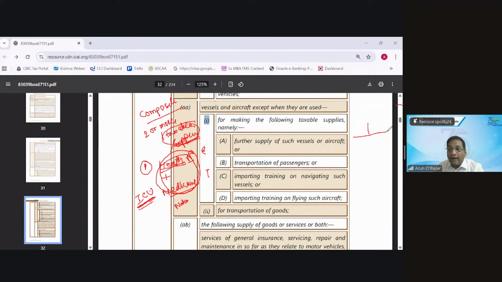The answer is, ideally, supplies are divided into two parts. The words are taxable supplies and non-taxable supplies. Any supply which is leviable to tax is a taxable supply, whether by notification it may be taxed at 5%, 18%, etc., or it may be exempted for the time being. But even exempted supply is also taxable supply. Exempted supply is also taxable supply. So therefore, I do not have any problem with this word, taxable supplies.